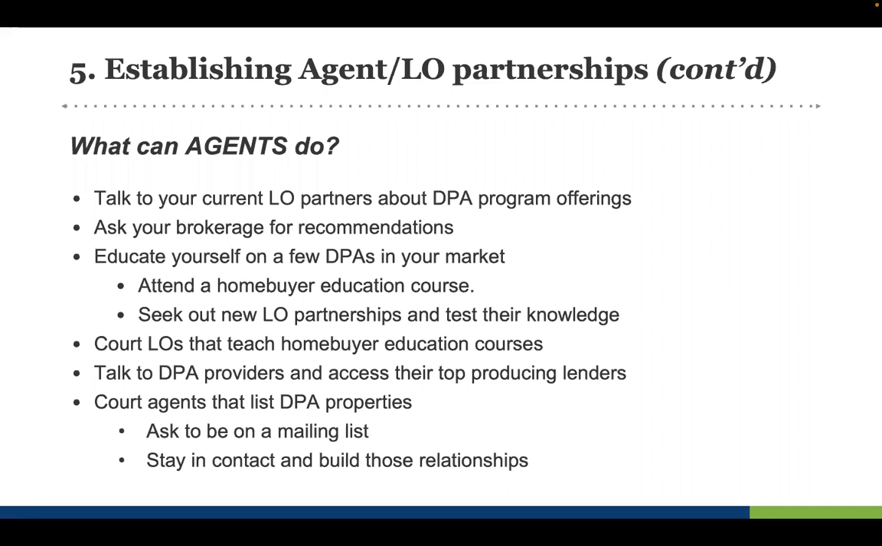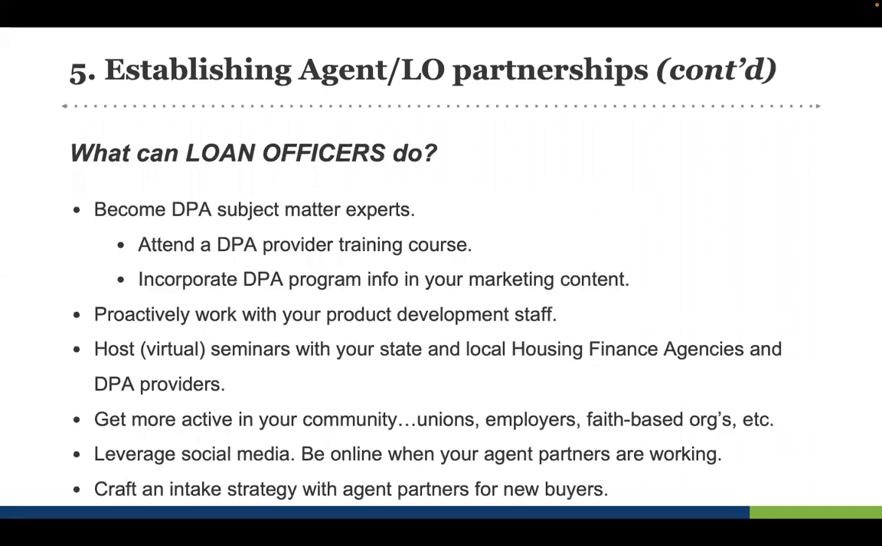Now, that's the agent side. Let's talk about loan officers. Loan officers, because by the way, we have agents and LOs on this webinar. Loan officers, become DPA experts, become subject matter experts. Great way to go after purchase business and build real estate agent relationships. Attend a DPA provider's training course. Sometimes that's even required to participate in certain programs.